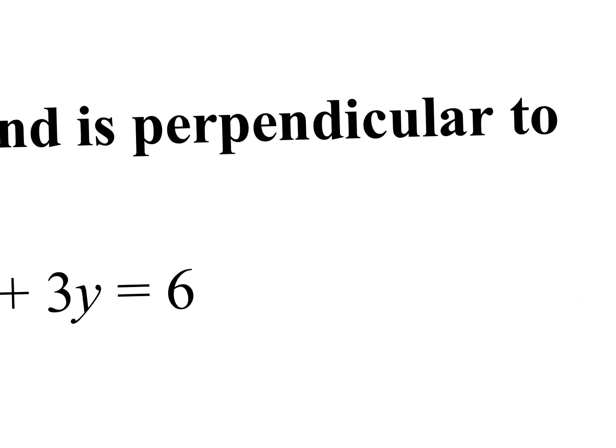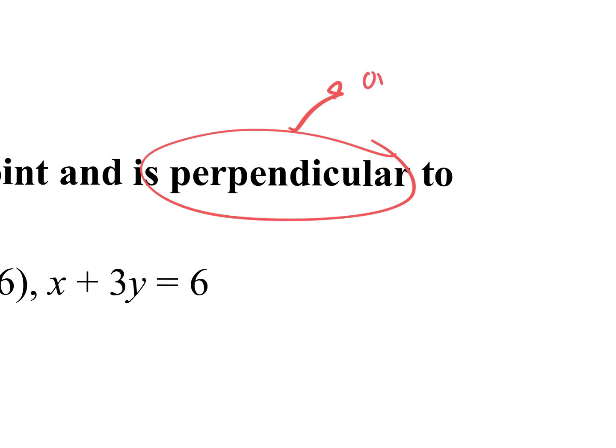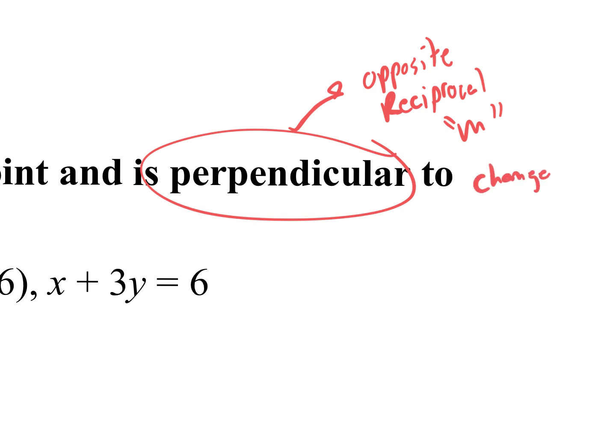Down here at the bottom, they say write your slope-intercept form of the equation that passes through the given point and is perpendicular. What does perpendicular mean? Anybody? Opposite. Opposite what? Reciprocal slopes. What does that mean? I'll say change sign. Change sign, flip fraction.